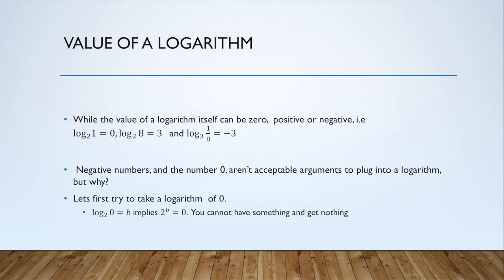So while the value of a logarithm itself can be 0, positive or negative, right? Negative numbers and 0 aren't acceptable arguments to plug into a logarithm. Let's look at the log of 0, right? If I have log base 2 of 0 equals b, that means 2 to b gives me something, and we can't have something give me nothing. So that's why we could never take a logarithm of 0.